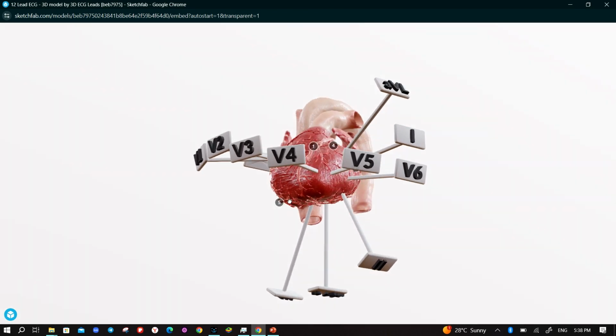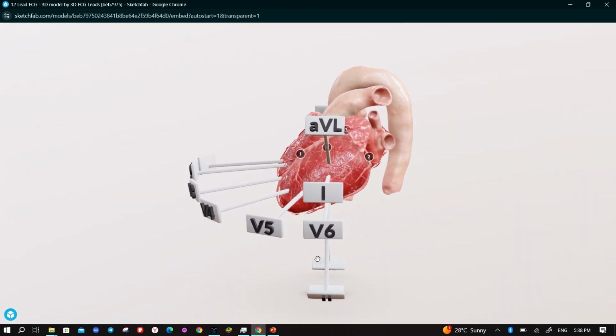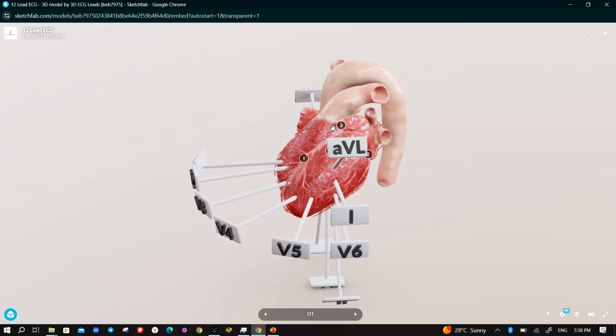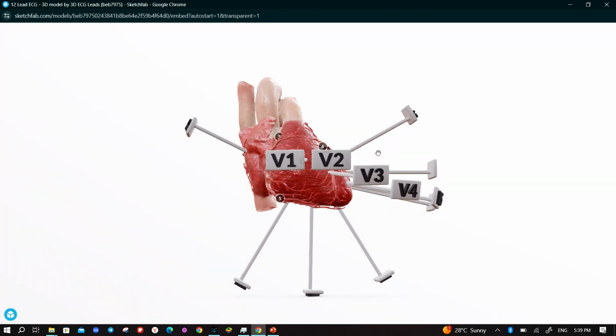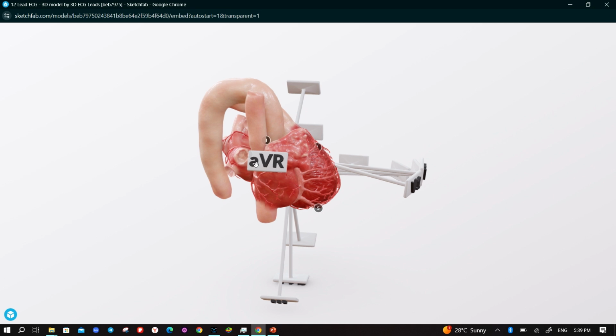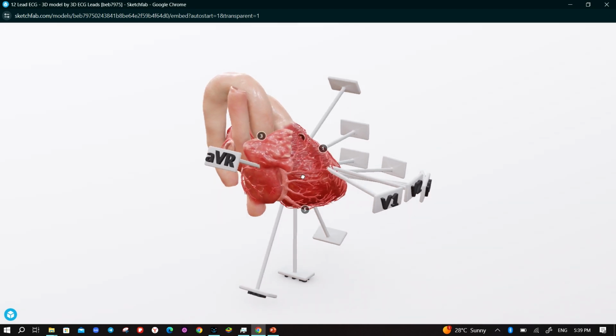Now let's move on to the left lateral side. For the frontal leads, on the left lateral side we have AVL and lead 1. They look at the heart from the left side. That's why if you have any changes in these two leads, there's some sort of pathology on the left side of the heart. And AVR is looking at the heart from the right side. I hope we made that clear.